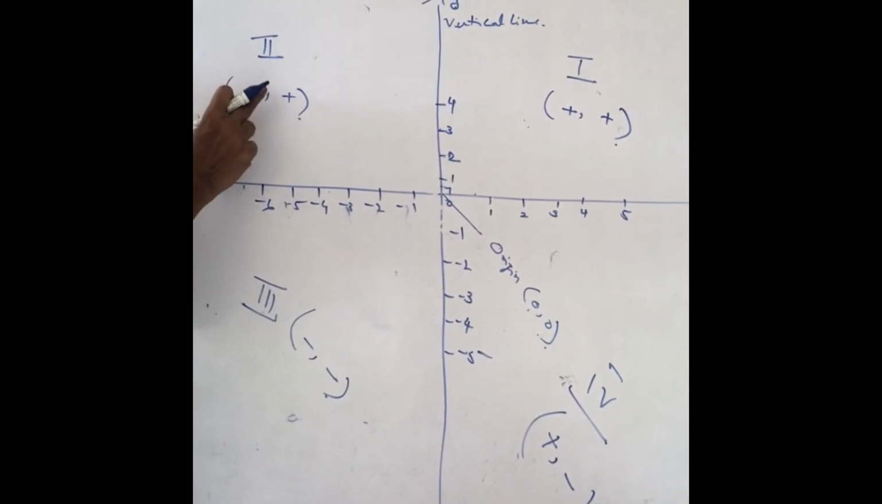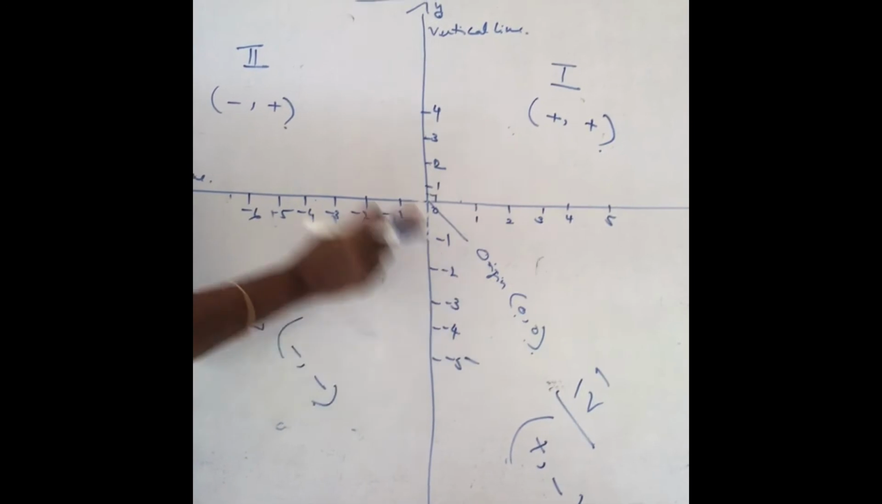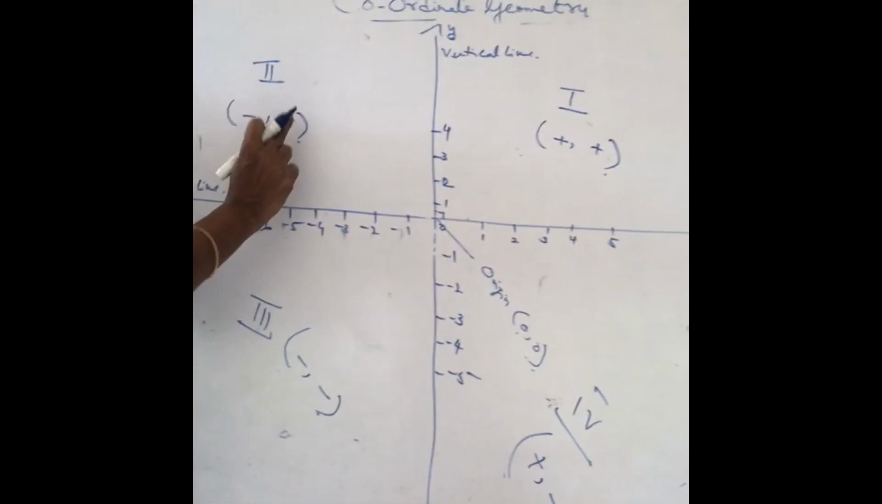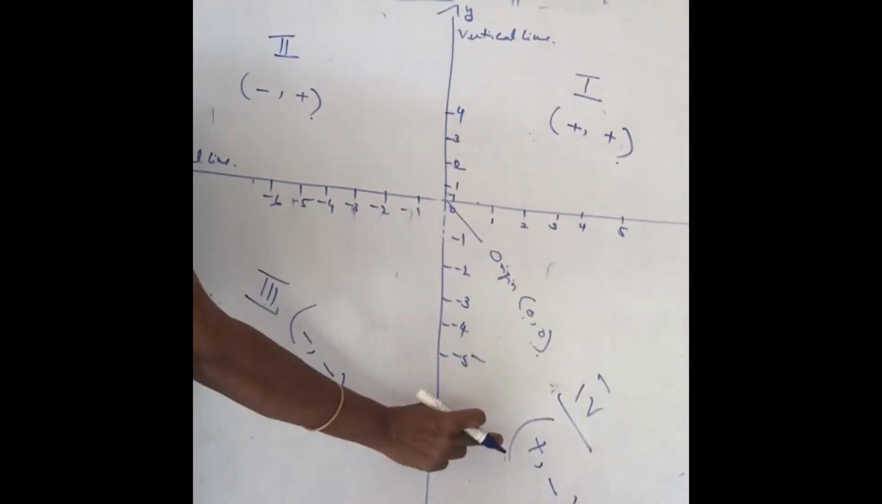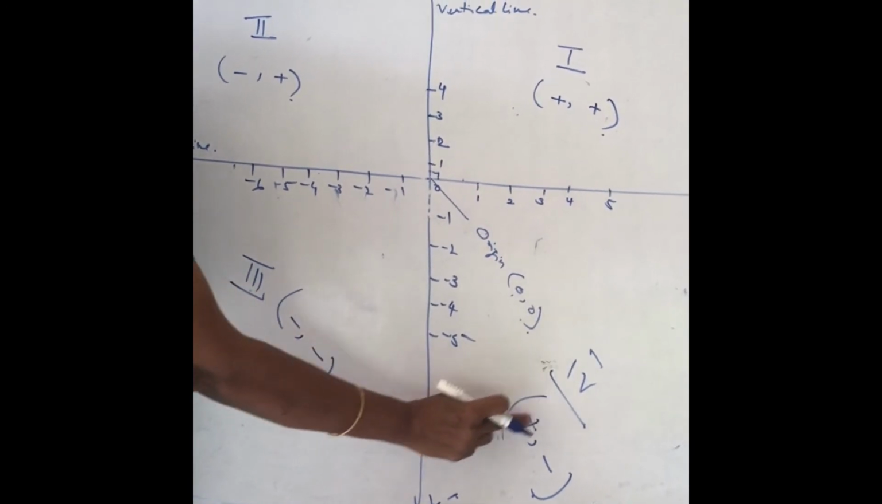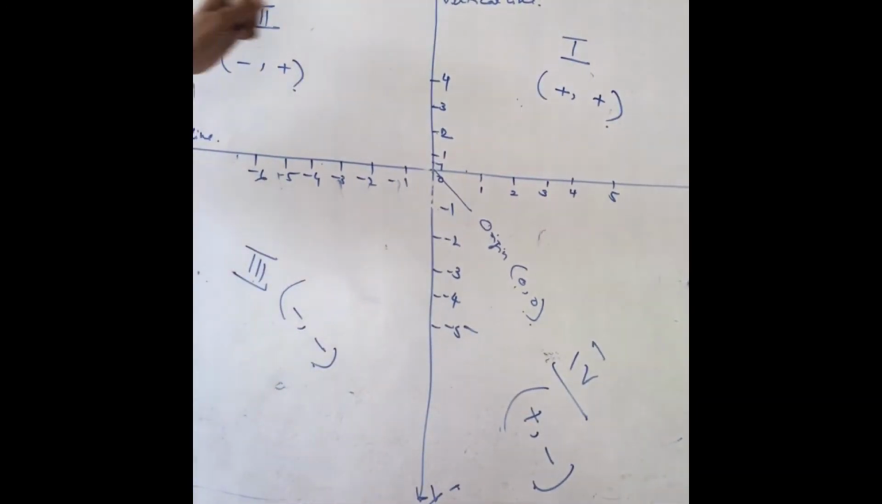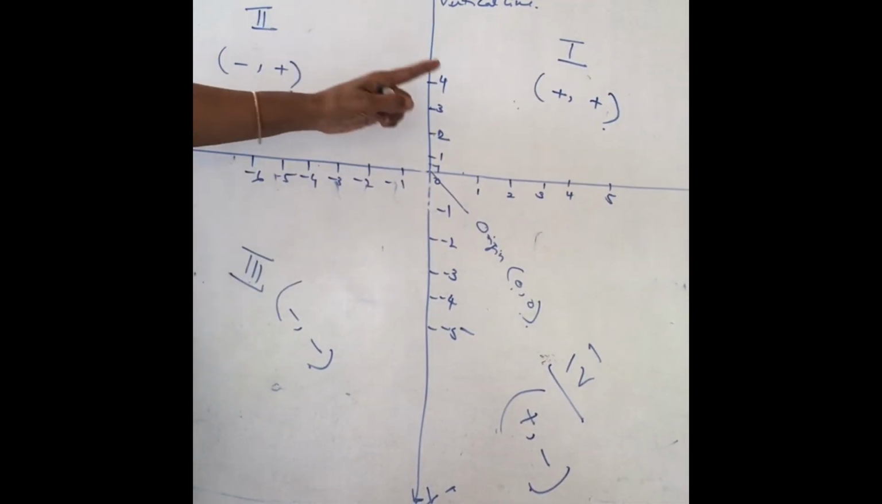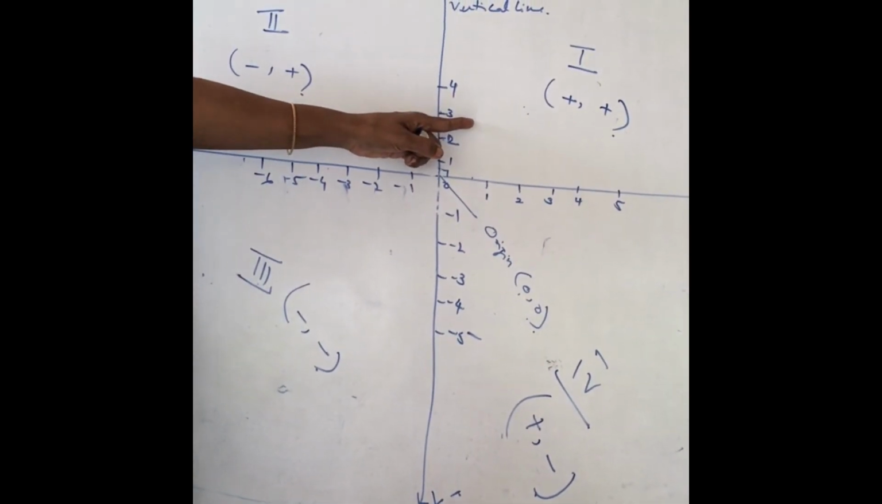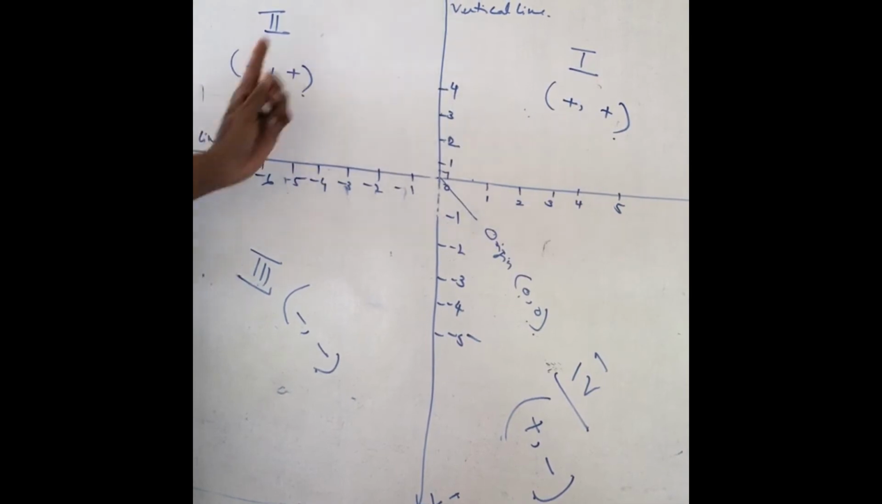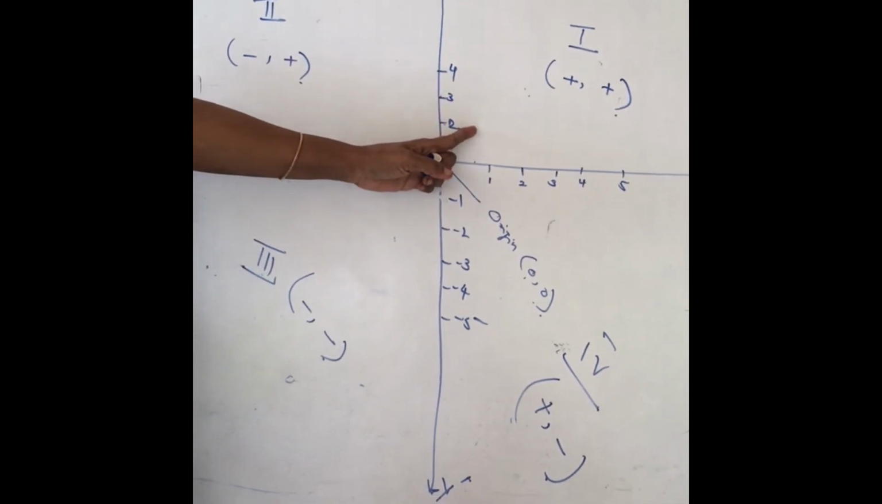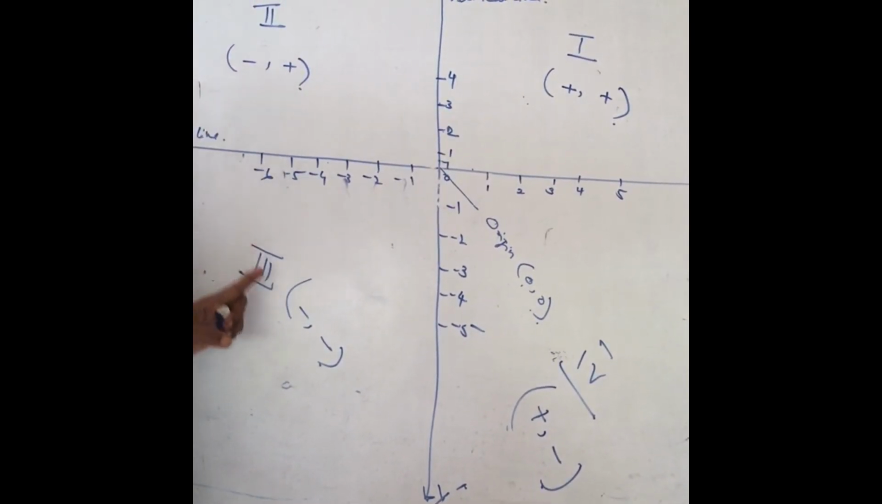But when it comes to the second and the fourth quadrants, children, in the second, x is negative, y is positive. And in the fourth quadrant, x is positive and y is negative. Quadrants. How many quadrants are there in the Cartesian plane or in the coordinate plane? We have 4 quadrants. 1, 2, 3, 4.